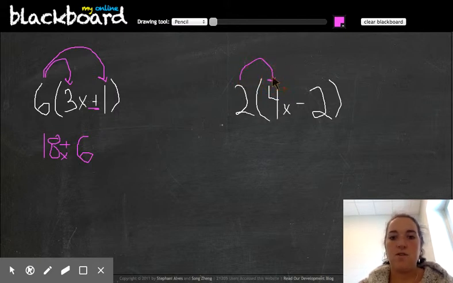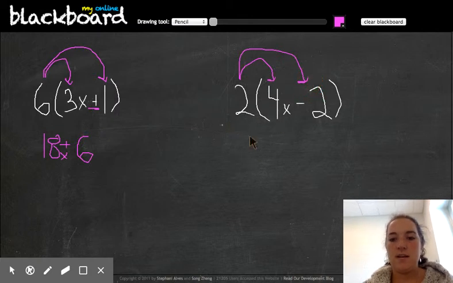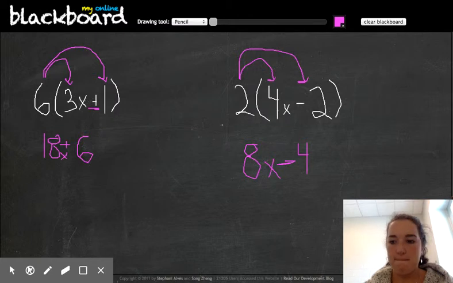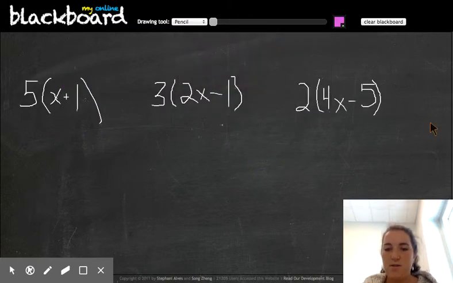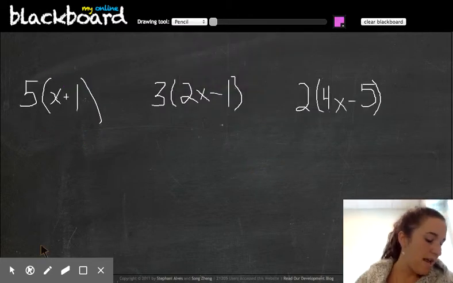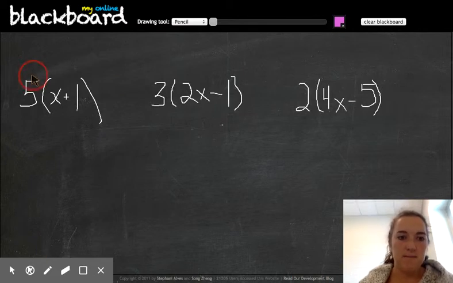Again, we have to distribute. Try distributing this one on your own. You'd have done 2 times 4x, which is 8x, minus, because we keep that sign, 2 times 2, which is 4. We're just going to keep going through examples, so you try one on your own, and then we go over it together.